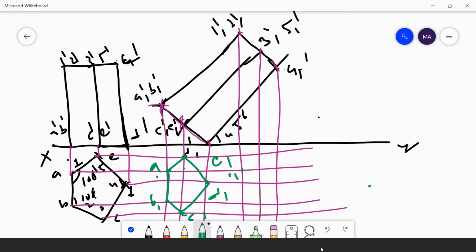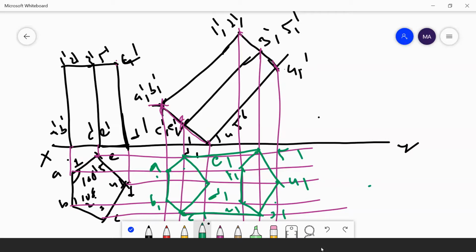Similarly, I am marking the points here. Here we have 1 1, 2 1, 3 1, 4 1, 5 1. I am joining all these points. Okay, I am joining E2, 5. I am joining this. Here the hidden line, okay.